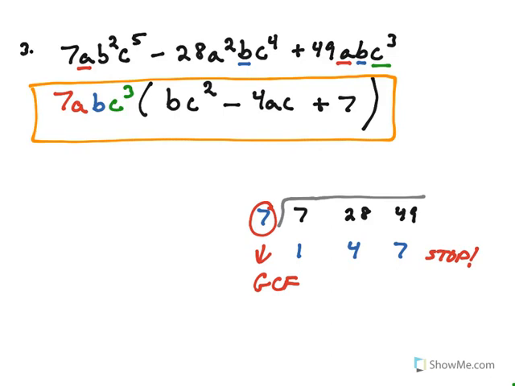All right? So if I take 7abc to the third power and I distribute across everything in the parentheses, I'll get my original polynomial back. And that's how you can test to see if you got the right GCF. Okay?